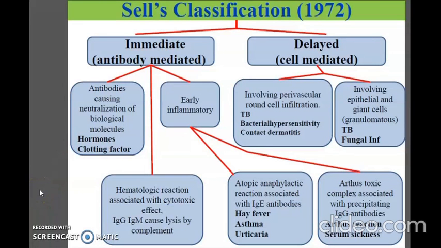Hypersensitivity reactions have been classified traditionally into immediate and delayed types based on the time required for a sensitized host to develop clinical reactions on re-exposure to the antigen. And this classification is termed as Gell classification.